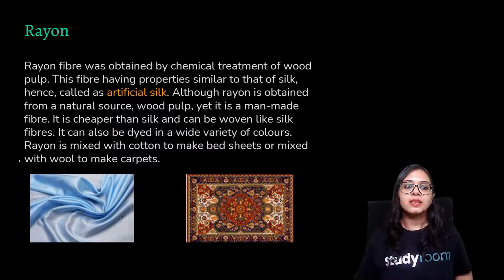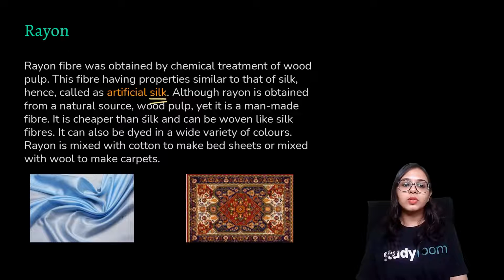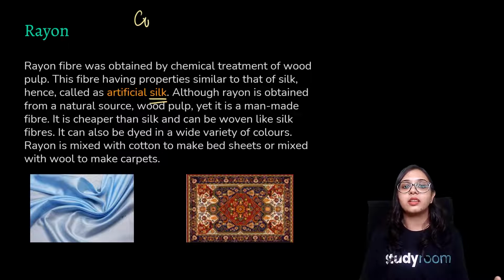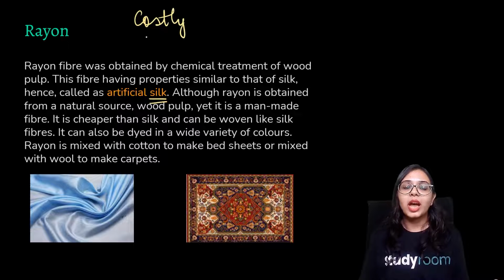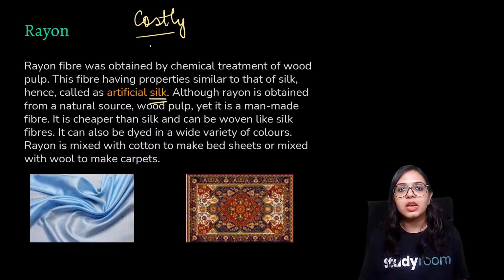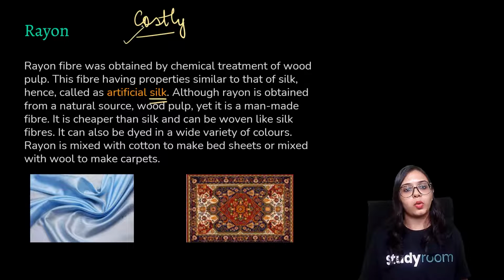Rayon fiber is also known as artificial silk. Silk was first discovered in China, and it was later observed that the method of procuring natural silk is very, very costly. It is very expensive. So we had to find another alternative method to procure silk, so that we can get that amazement of the fabric of silk, but also cut down on the cost.